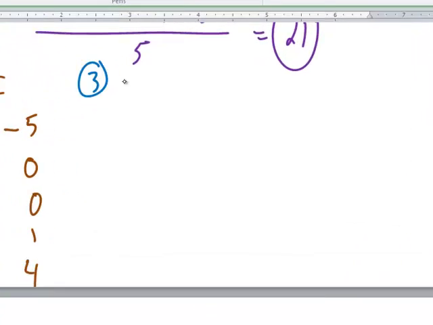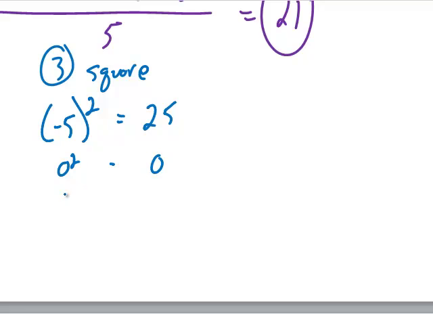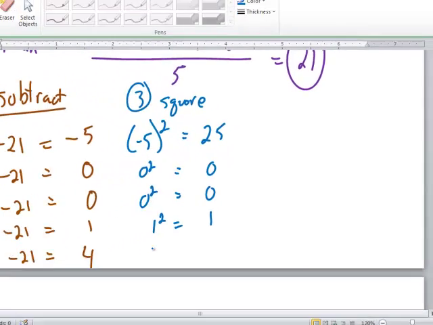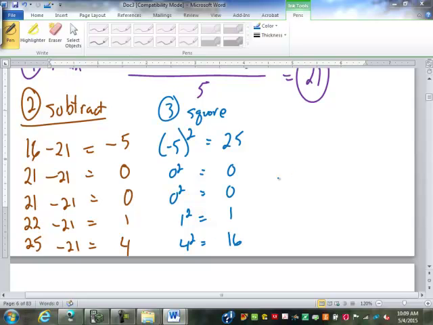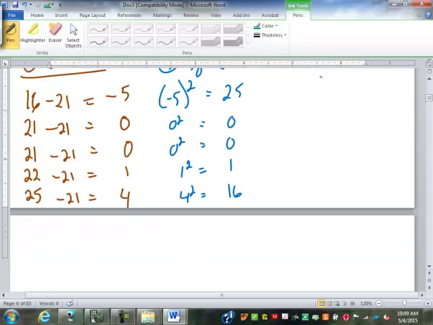Step 3, square it. So negative 5 squared is 25, 0 squared is 0, 0 squared is 0, 1 squared is 1, and 4 squared is 16. Step 4 is to sum them. If I add those all up, I get 42.